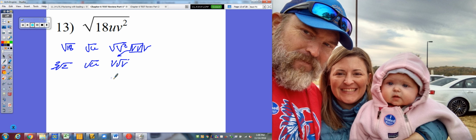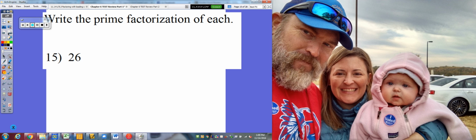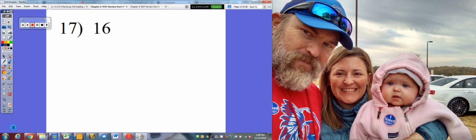So what do I have outside of the radical? I have a 3 and a v. Inside, I have a 2, a u, and a v. And that's it. That's all we're doing. All right, prime factorization. Easy, easy, easy. We'll go to one that's got a little bit more to it.